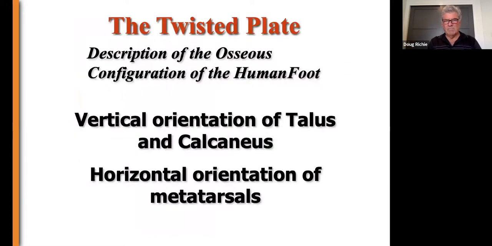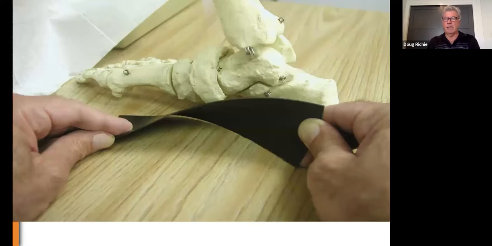And he basically showed that the human foot is unique and that the talus and the calcaneus are oriented in a vertical plane, and the remainder of the foot, the metatarsals and the midfoot bones, are oriented in the horizontal plane. And this becomes very important, both from a comparative anatomy standpoint as well as a functional standpoint. So this is a unique relationship that nobody had ever described to me, where we have the rear foot bones oriented perpendicular, and then across the midfoot joints, there's a twist in the plate of bones where the metatarsals lie on the ground in the same plane.